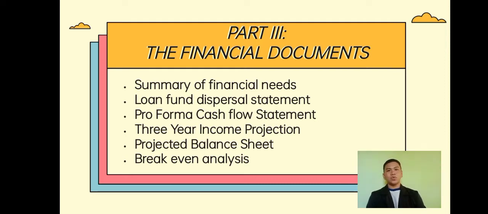So to have the result, the profit and loss, or ilan na ba yung kinikita mo, yung nabawas mo, or ilan na ba yung nalugi ka. So that's all. That's how 3 years income projection works.